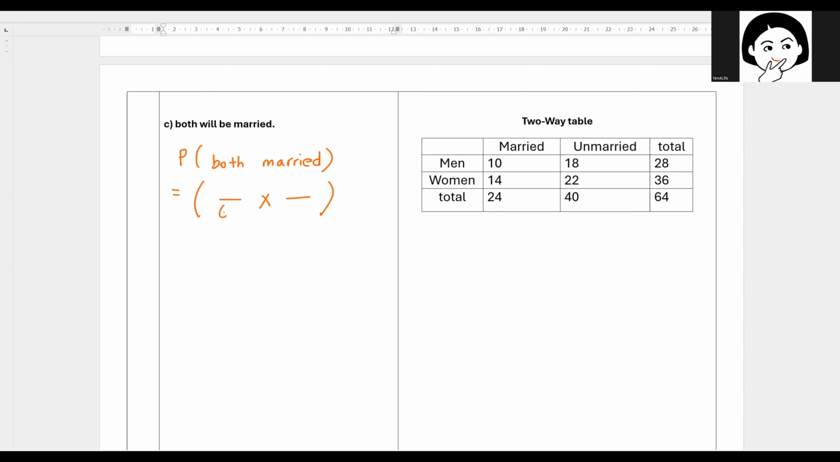Still the same, we're going to have 64 people to choose from for the first pick and then 63 for the second pick. Now let's have a look at how many people are married. 24 people are married. So first we have 24 choices to pick one person who is married, and on the second pick we will have 23 people to choose from. Of course you don't have to do this step, but I'm just going to do it to show you. And the answer will be 23 over 168. And that's my answer.